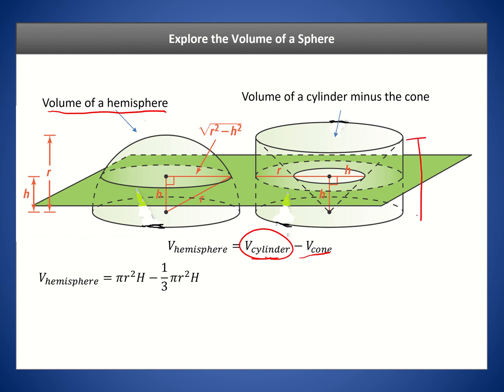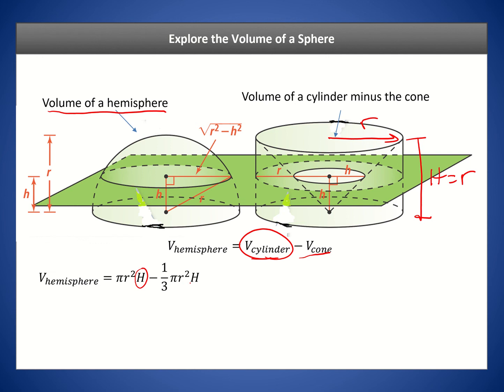We know that the height of the cylinder is equal to its radius, right? So this is h, which is equal to r. And we know that the radius of the cylinder is r. And so the formula for the cylinder is pi r squared h. We can plug in r for h, and that gives us pi r cubed, essentially.